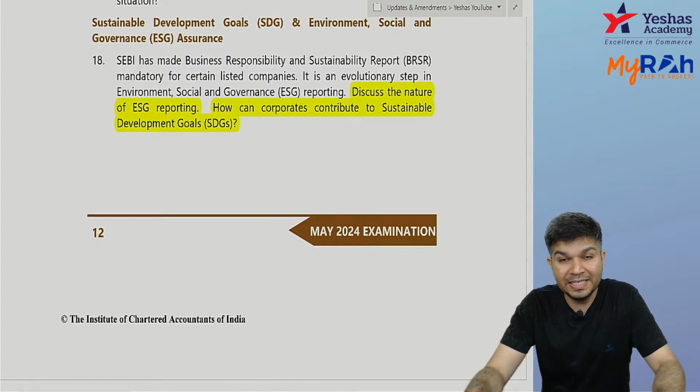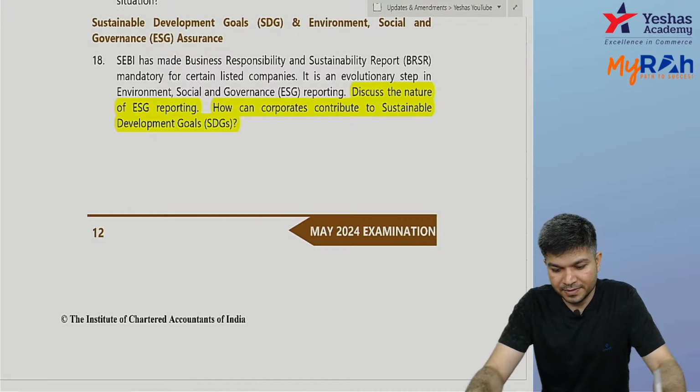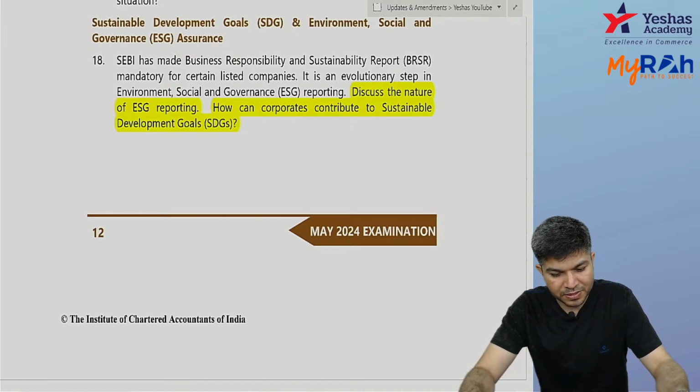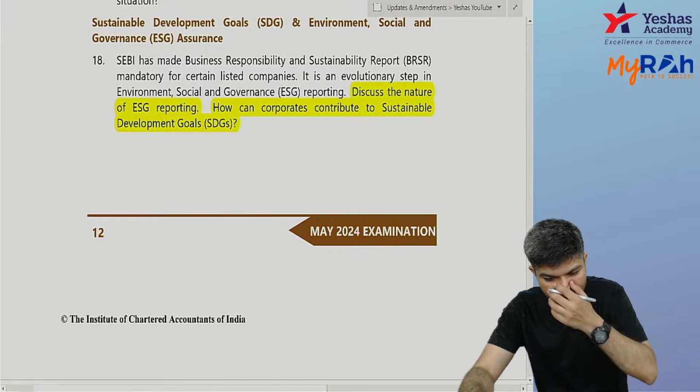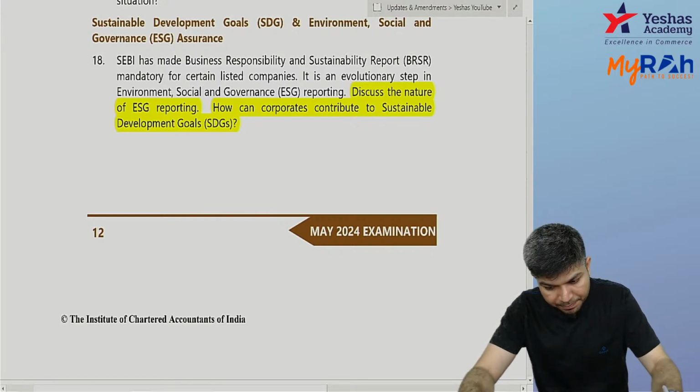That was your ESG, Environmental Social Governance, ESG. So SEBI has made Business Responsibility and Sustainability Reporting, BRSR, mandatory for listed companies. It is an evolutionary step in ESG reporting.